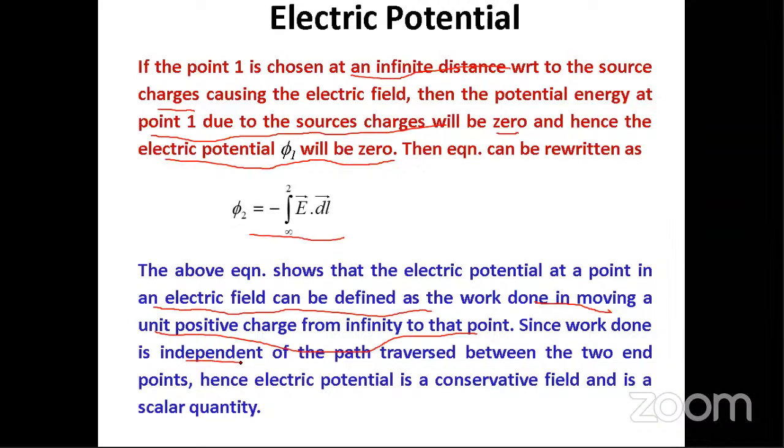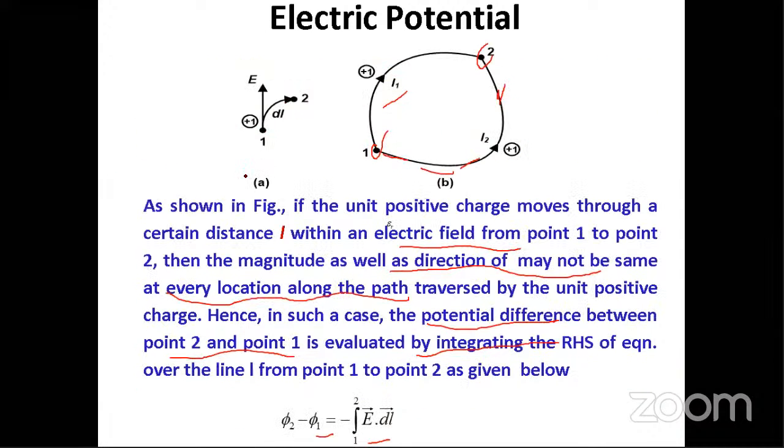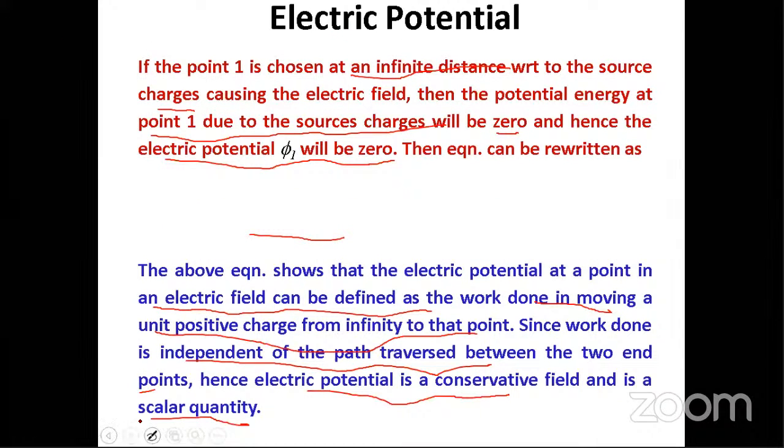So work done is independent of the path traversed between the two end points. Hence the electric potential is a conservative field and is a scalar potential. Why is it so? If the charge is traversed in this direction, or in this direction, or in this way, it does not depend on which path is followed. So that is why electric potential is a conservative field and it is a scalar quantity. Okay.